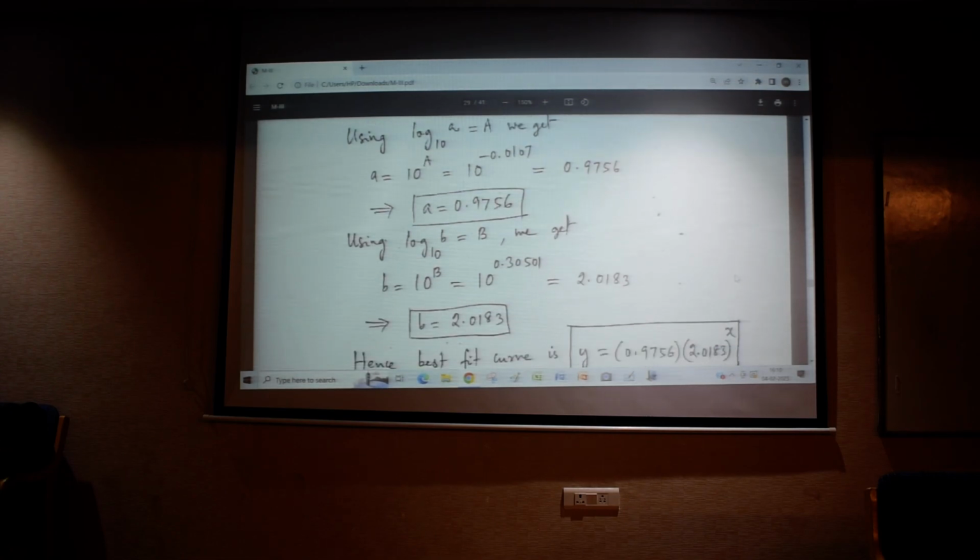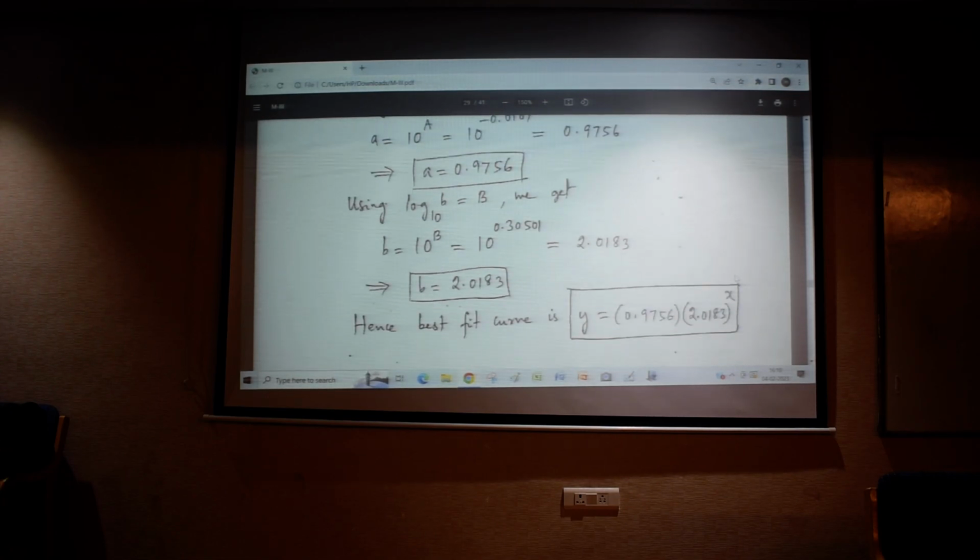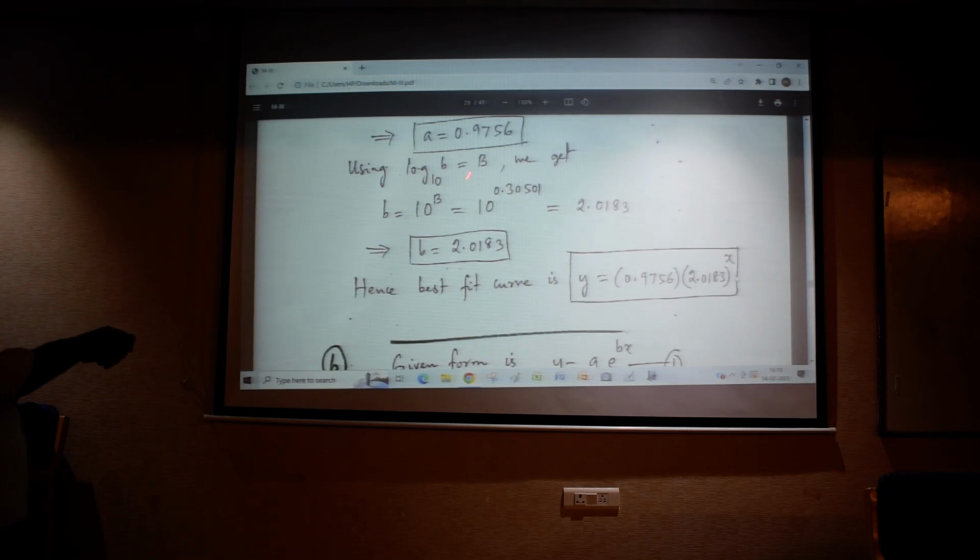Similarly, calculate the B value. Small b is 10 to the power of capital B. Substituting A and B in the first equation, 10 to the power of capital B, we got 0.0183. This small b is 0.183.